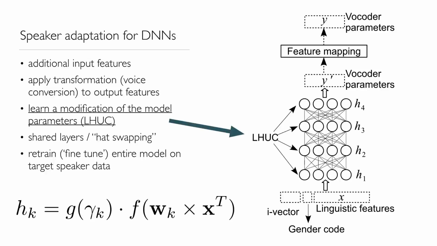The third way is we can do some modification to the models, to the model parameters. We had a paper 2 years ago. We tried to learn the hidden unit contribution to do a scaling of the hidden activations to match the target speaker's feature distribution. I'm not going to go into detail for this technique. You can read our paper published in Interspeech 2015.